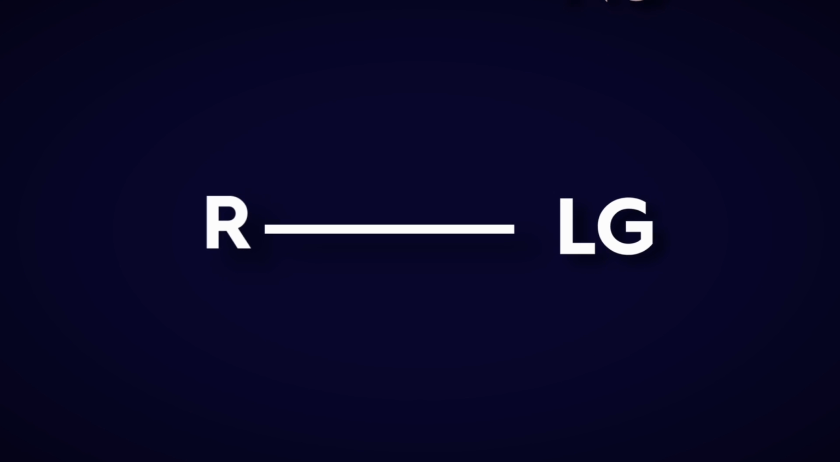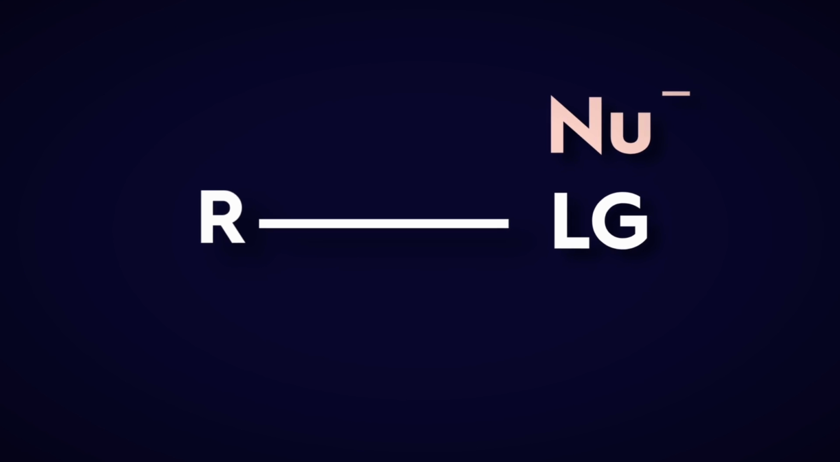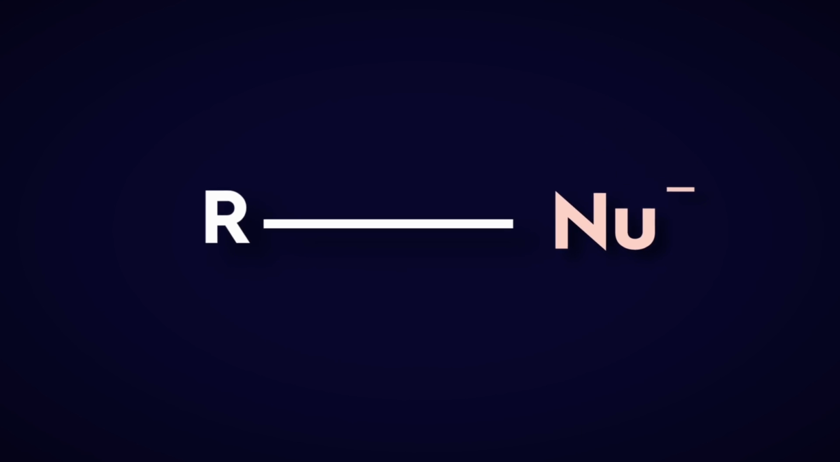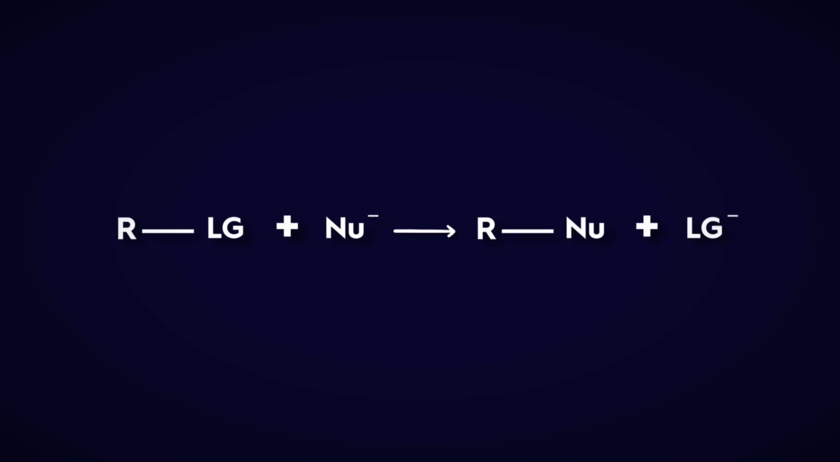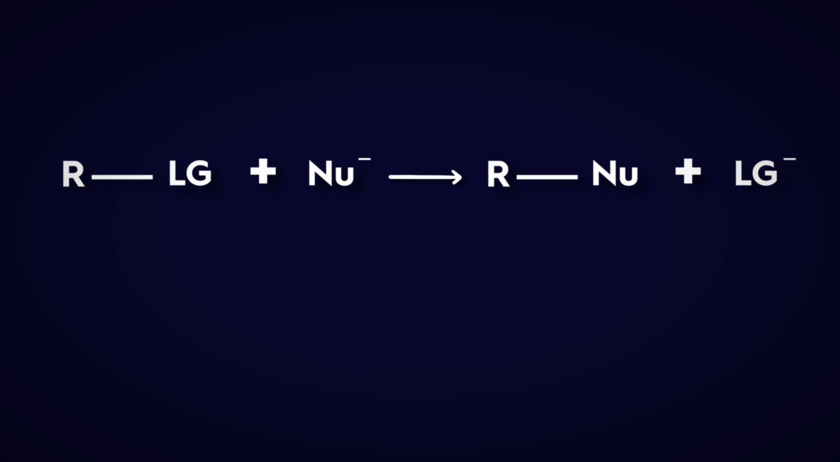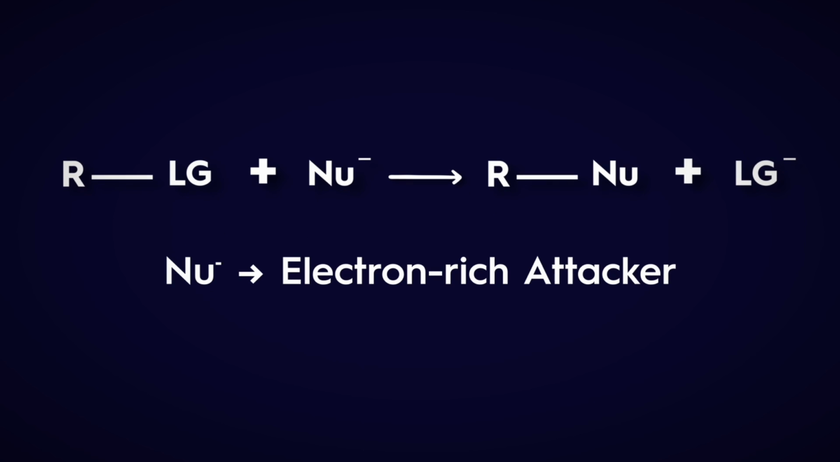To start, a nucleophilic substitution occurs when a nucleophile, Nu-, replaces a leaving group on a carbon. R-Lg plus Nu- gives R-Nu plus Lg-. Here, the key players are the nucleophile, the electron-rich attacker, and the leaving group, which must be stable enough to depart. From there, substitution can proceed in two classic ways.